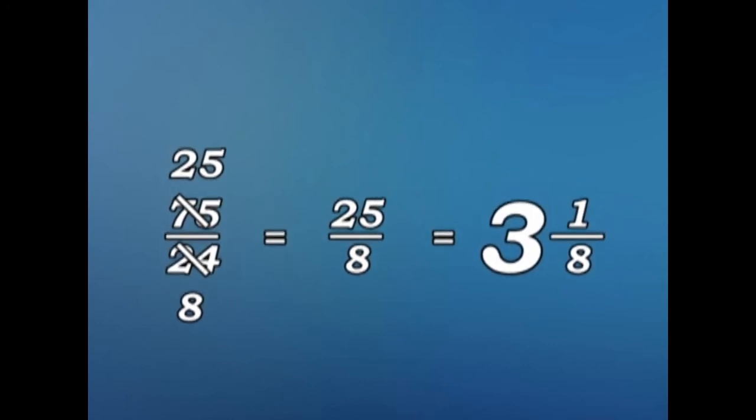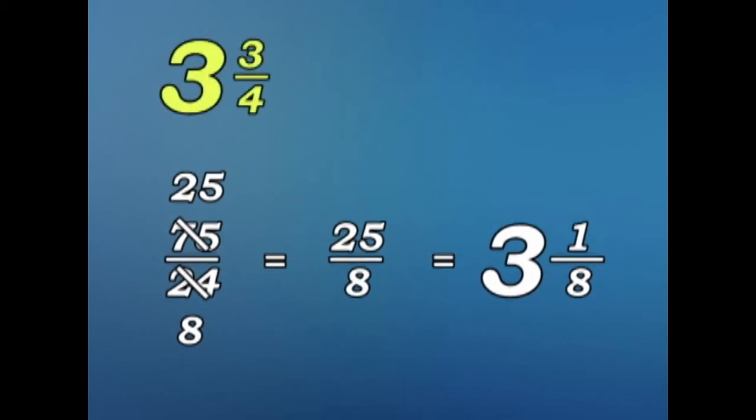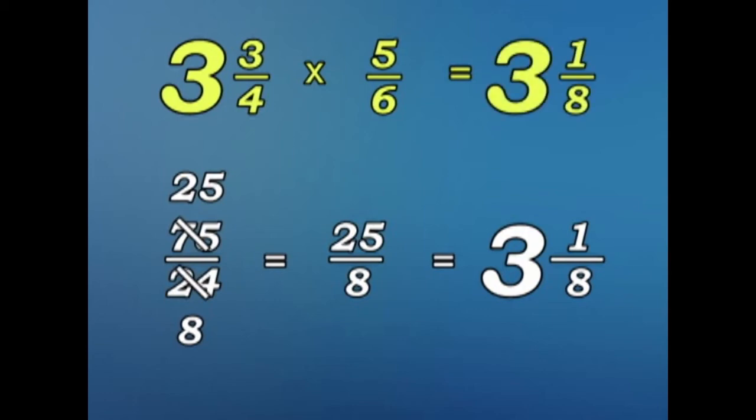So if you multiply 3¾ by 5/6, you get a smaller number. 3¾ has become 3 1/8.